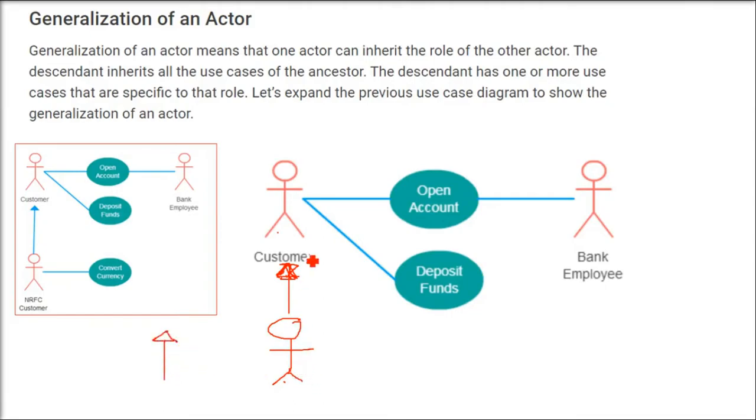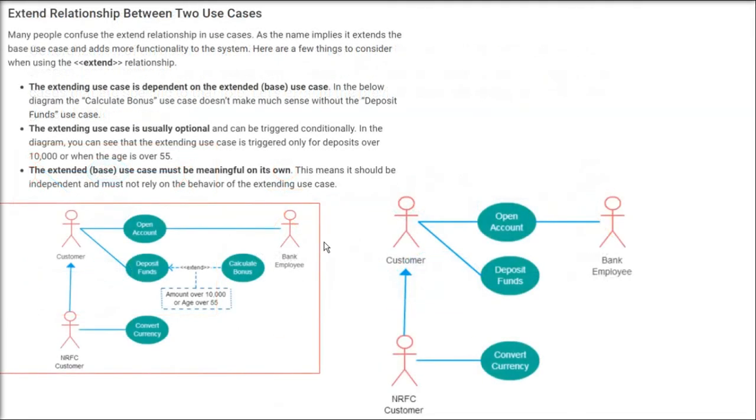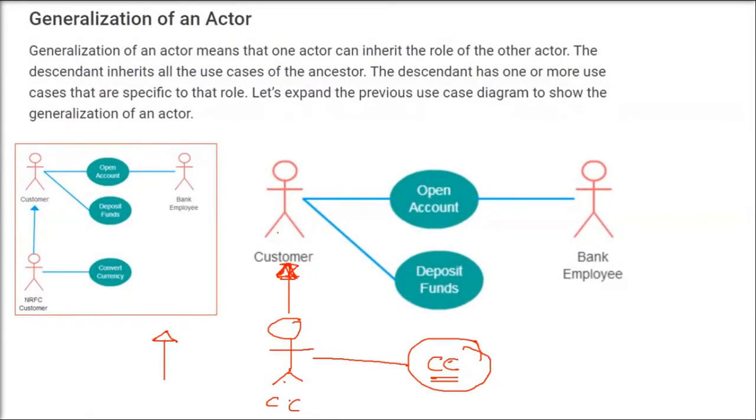The direction should be from the NRFC customer to the main customer. This line should be there. You can name it a currency customer; you have to name every one of them. What is the use case? As I said, every actor has to be associated with at least a single use case. So we'll have a use case called convert currency, and we will link it. So two things we have added. First, we made the actors, and now we have added generalization.